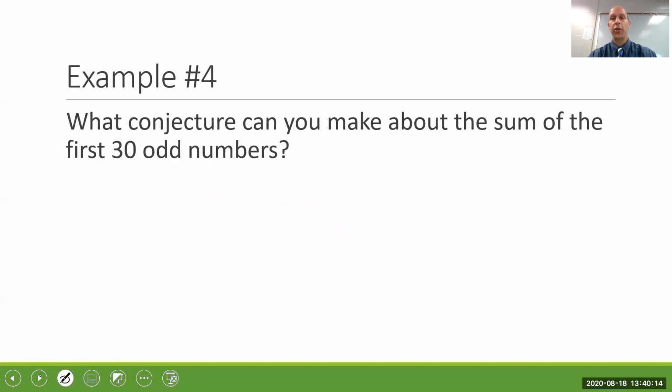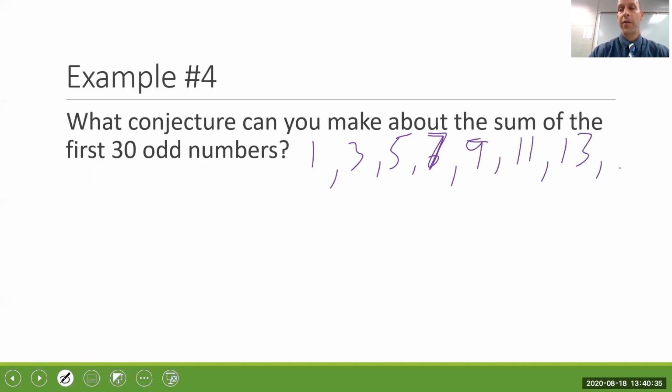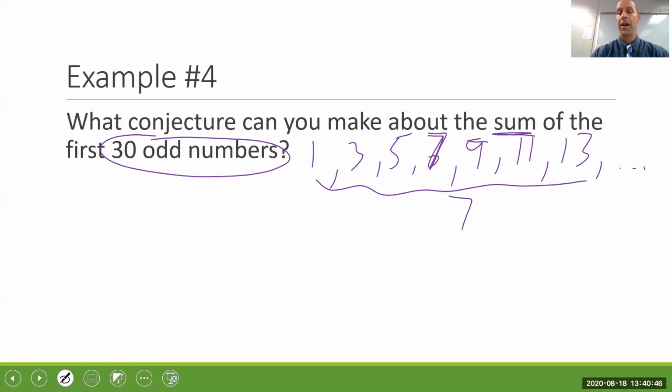Okay, example 4. What conjecture can we make about the sum of the first 30 odd numbers? Now, this is why I want to show you the power of inductive reasoning. So let's list the odd numbers, right? So 1, 3, 5, 7, 9, 11, 13, etc. So those are the odd numbers. Now, I've only listed out the first 7 of them. My question is, what is the sum of the first 30 odd numbers? Now, if we wanted to, we could list out all 30 of them and add them up. But I'm going to try to use a conjecture to figure out a quicker way to do that.